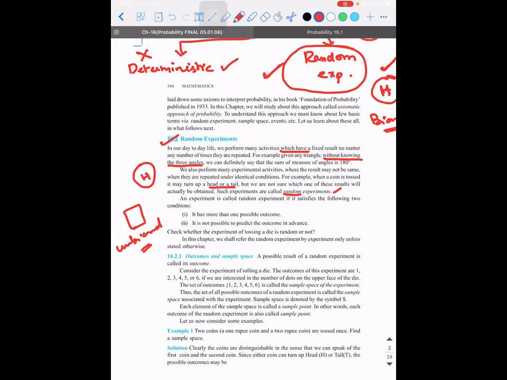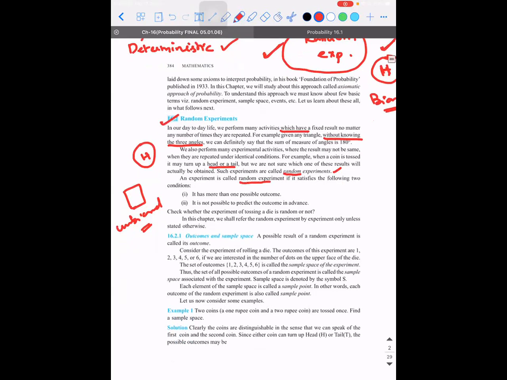Guys, is it clear? So an experiment is called a random experiment if it satisfies the following 2 conditions. What is it? It has more than one possible outcome. It is not possible to predict the outcome in advance. If you are able to do so, it is called a deterministic experiment.